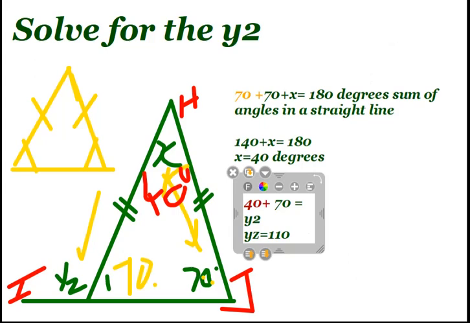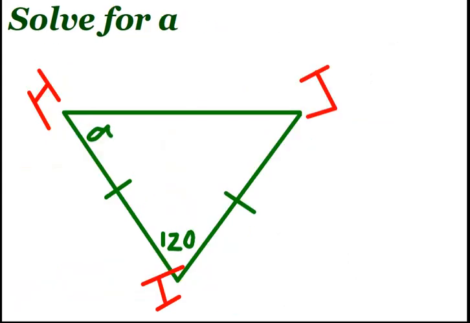And let's move on to the next question. We have: solve for A. Looking at this, we can see we don't have much information, but if we look closer, we do, because we have lines that are marked equal. And if you recall, a triangle that has two equal sides is called an isosceles triangle.